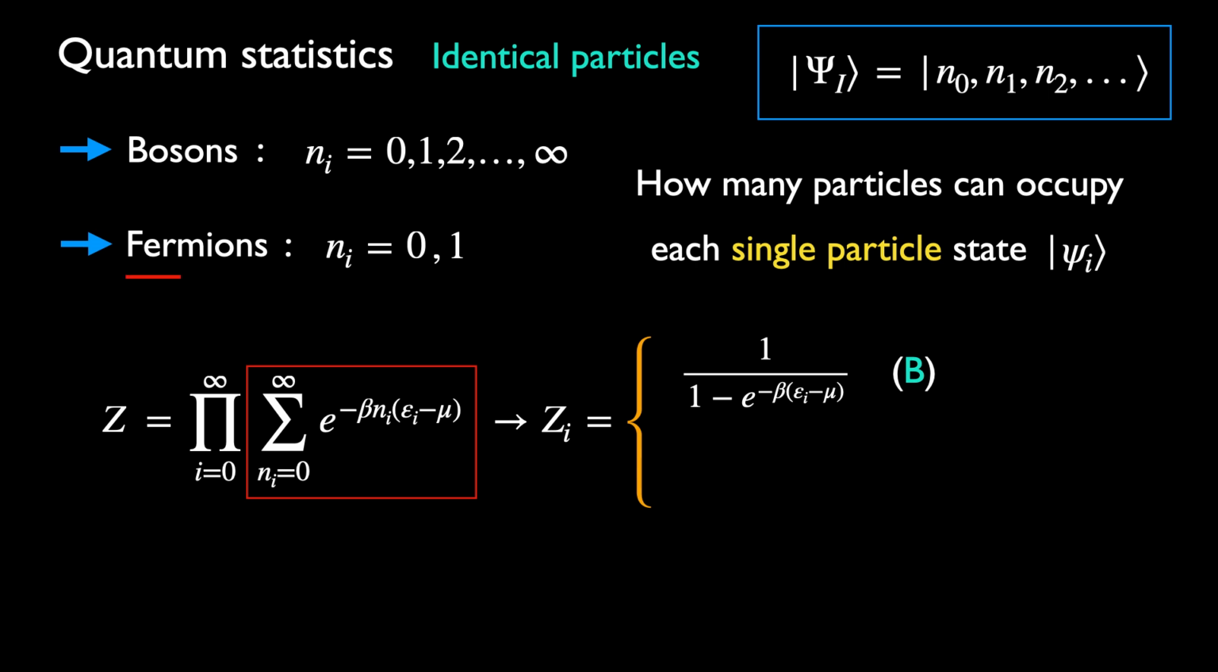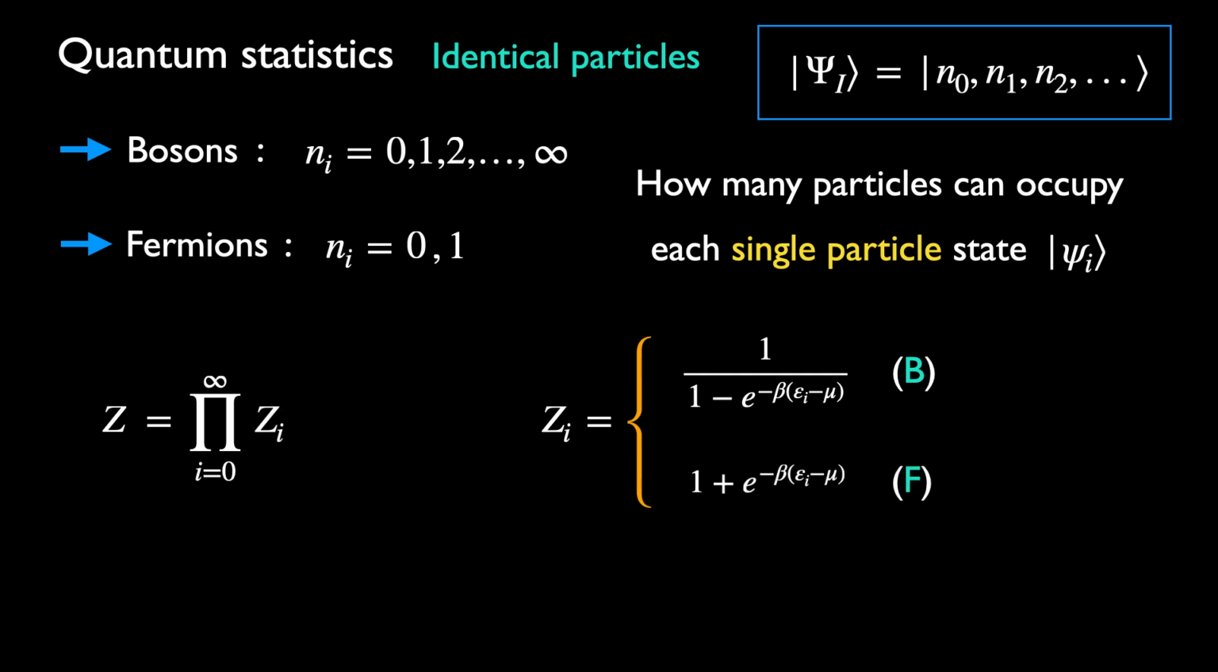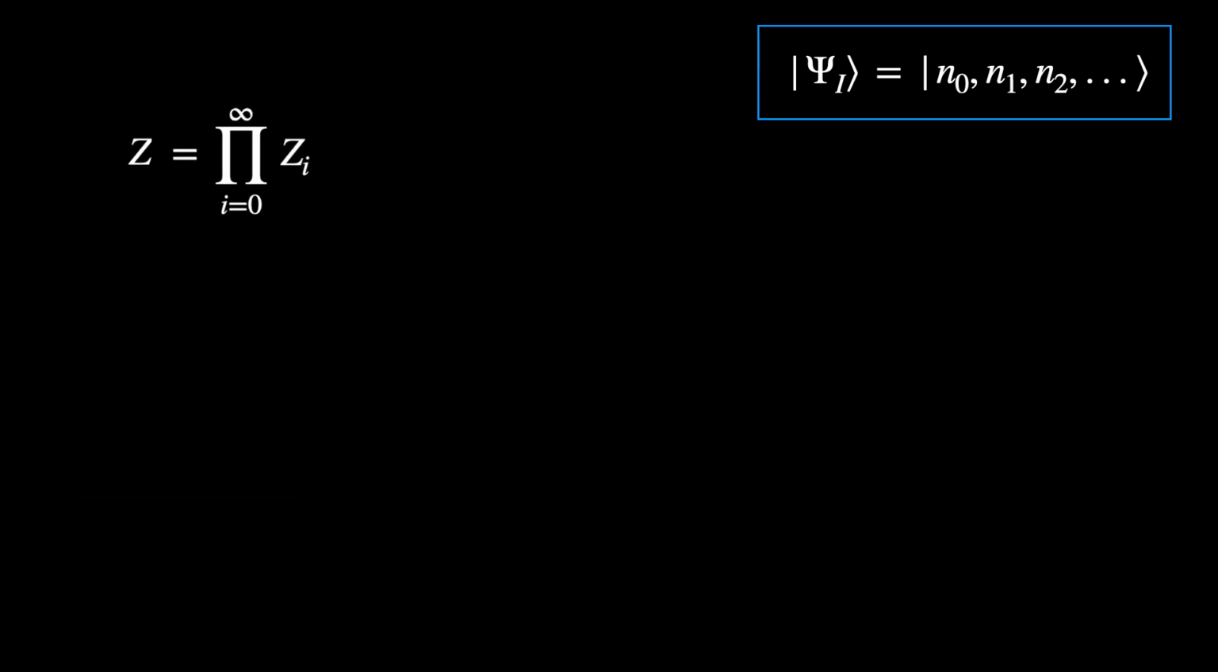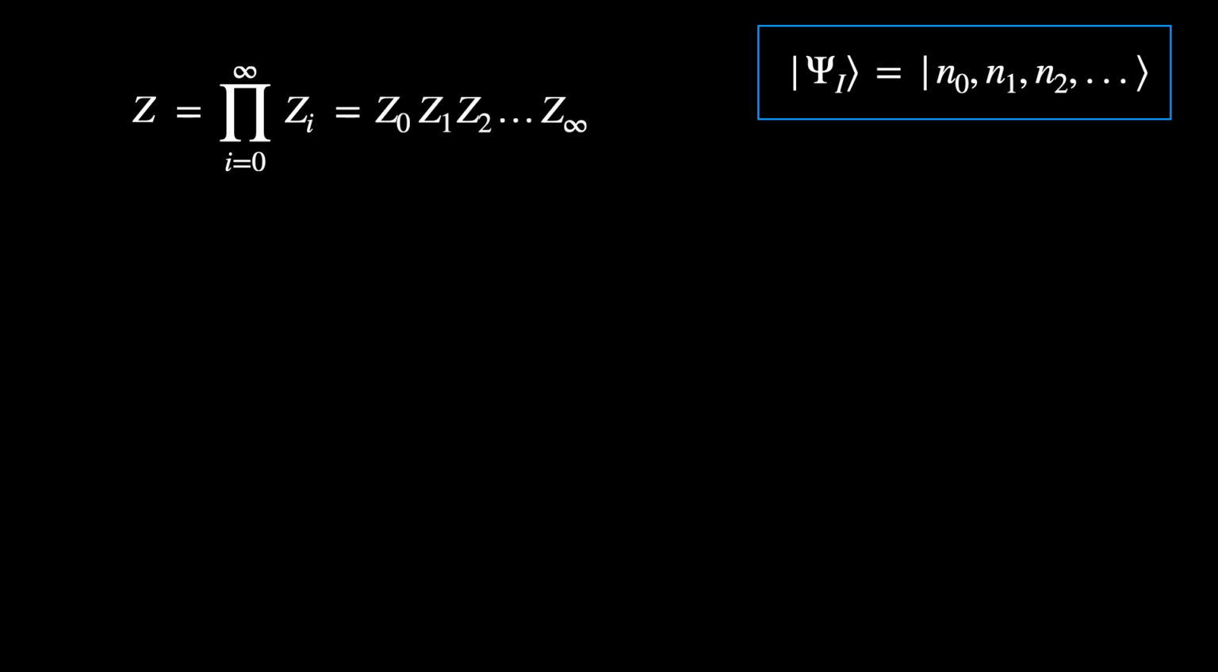For the case of the fermion, there can be only two terms in the sum. Thus we have the result for Zi for both bosons and fermions, and consequently for the full partition function Z. It is apparent that they are quite different. The full partition function Z is simply the product of all the partition functions of each individual state.